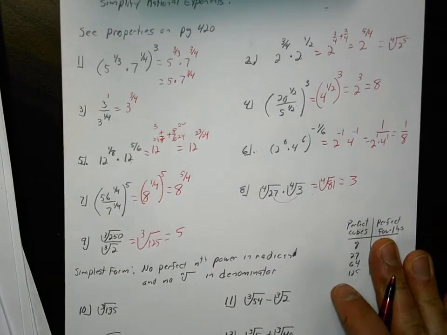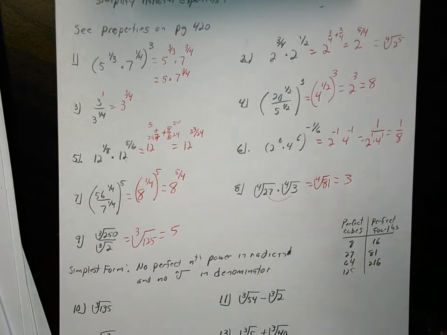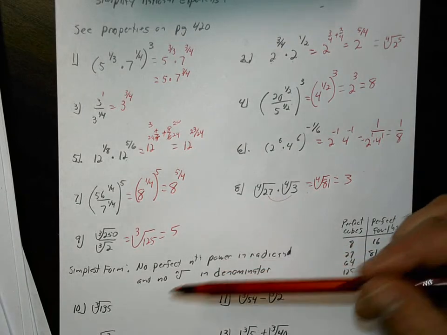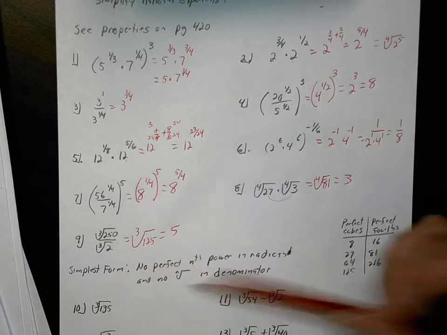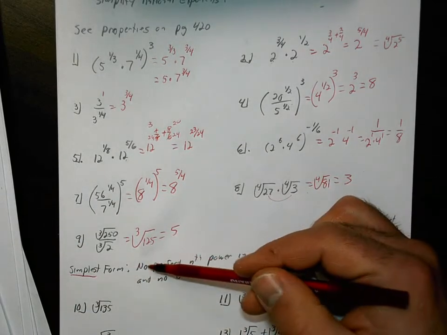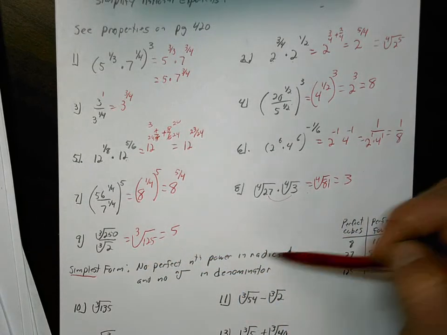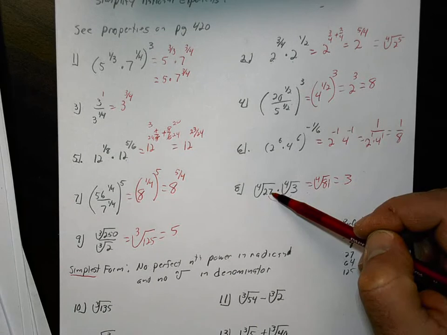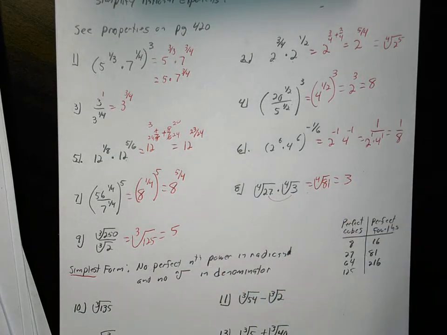Okay, so there's a variety of problems there that should match up with some of the problems you'll get in your assignment. Let's move on to simplifying these roots. Let's refresh our memory on what simplest form means. It means there's no perfect nth power in the radicand, that's the number under the root, and no roots in the denominator.